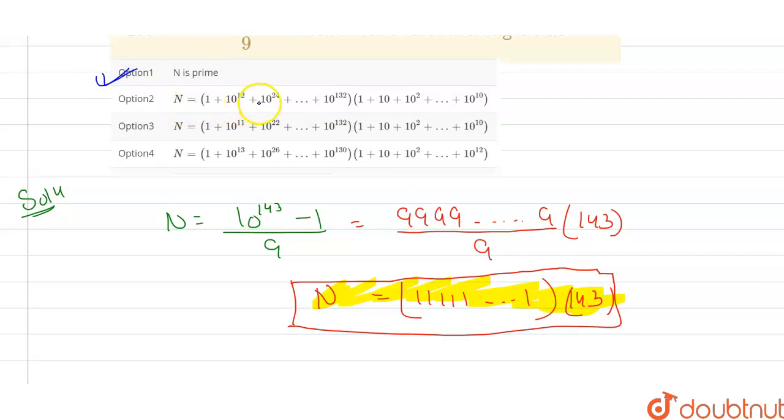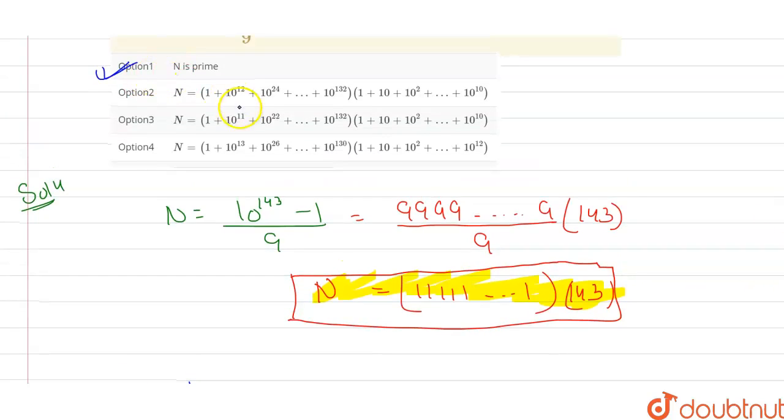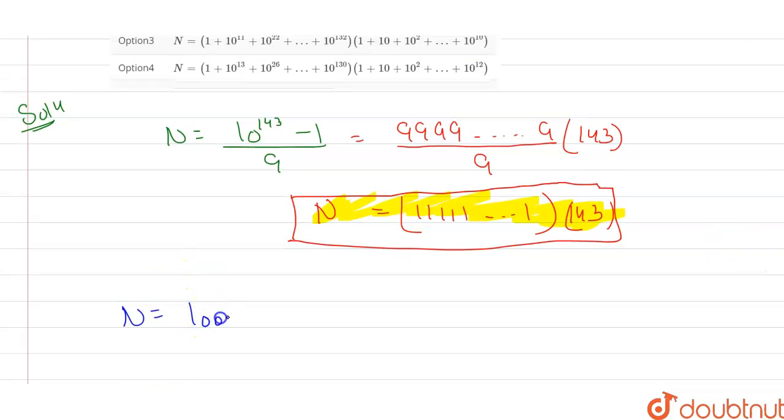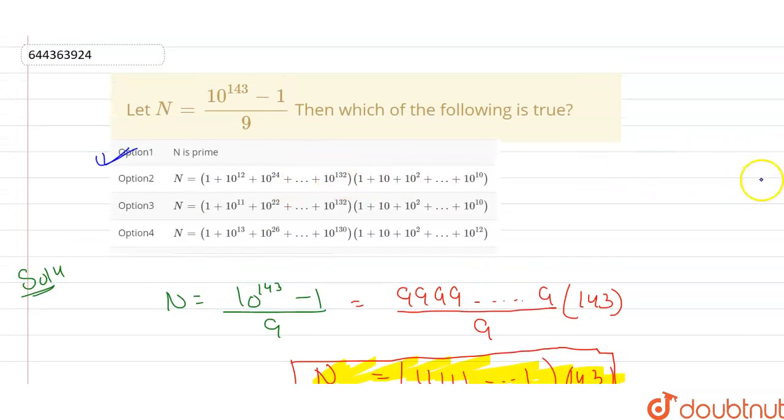Now, option 2 says that N equals 1 plus 10 to the power 12 plus 10 to the power 24 and so on, up to 10 to the power 132, multiplied by 1 plus 10 plus 10 squared up to 10 to the power 10. If I look at the first part, 1 plus 10 to the power 12 means a 1, then 11 zeros, then a 1, then again 11 zeros, then a 1, repeated up to 10 to the power 132.